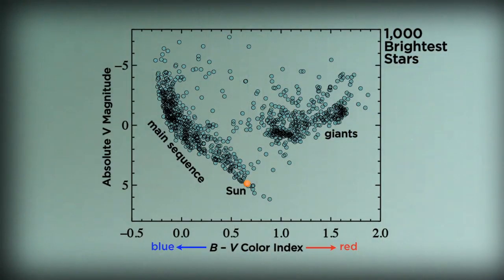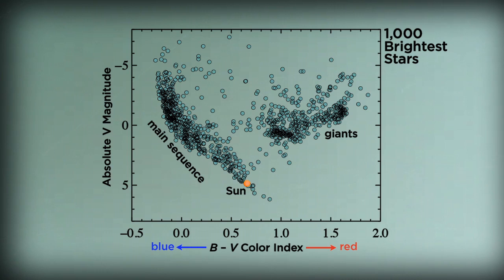The important thing is that the color index is a proxy for the effective temperature. Blue stars are hot, red stars are cool, and the color index is much easier to measure. You don't need spectroscopy. All you need is a pair of colored filters for your camera. A traditional HR diagram shows the absolute V magnitude against B minus V.